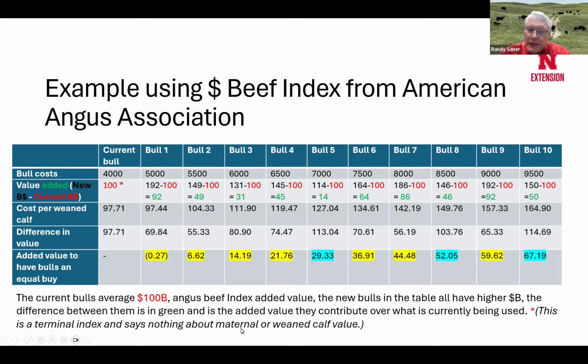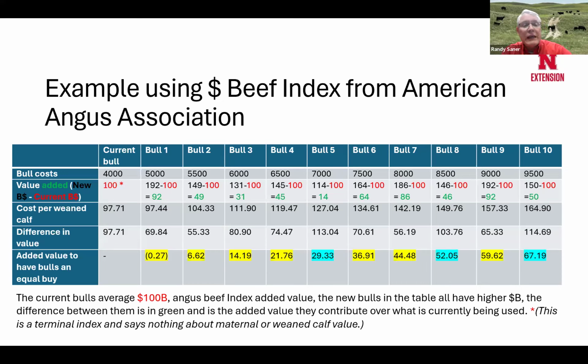terminal index because as a cow-calf producer, if you're selling calves, you're not going to get any of this. This is for somebody that sells a finished steer. This is post-weaning value only. Right. So if you have a herd of cows and you're going to finish those calves all the way out, that's where this index would help you.